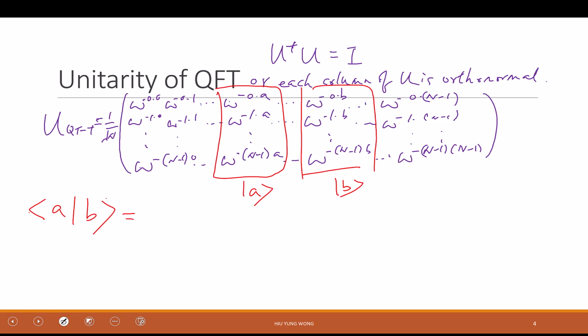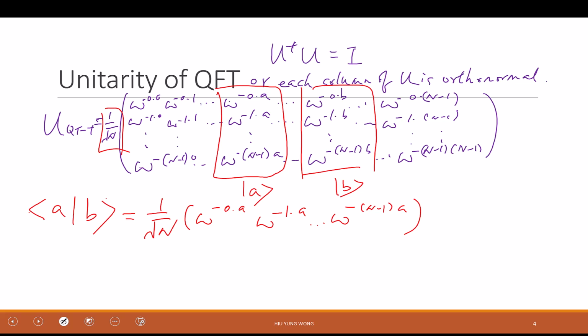But do not forget we also have 1 over n here. Okay, so it is 1 over square root n. Then this becomes omega negative 0 times A, omega negative 1 times A, dot, dot, dot, omega negative n minus 1 times A. Is this correct? Yes. You need a conjugate.